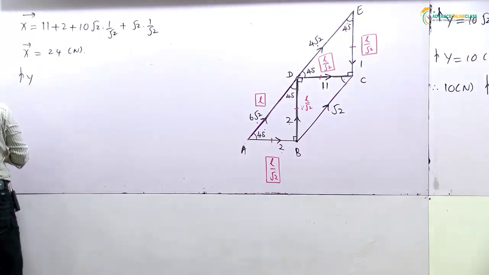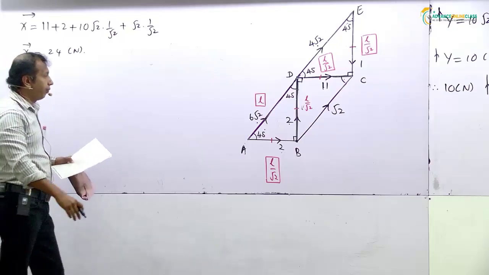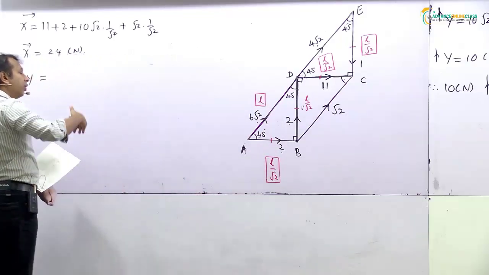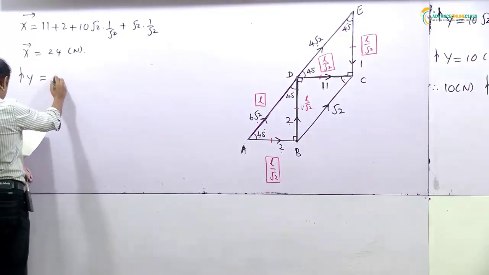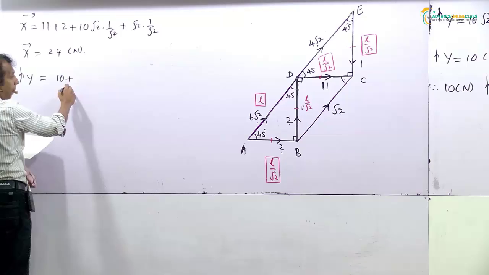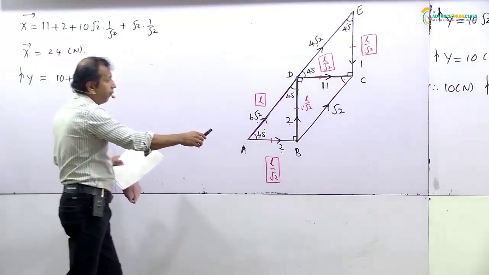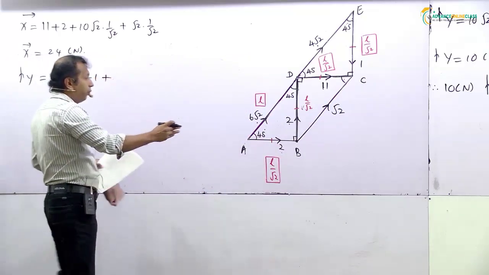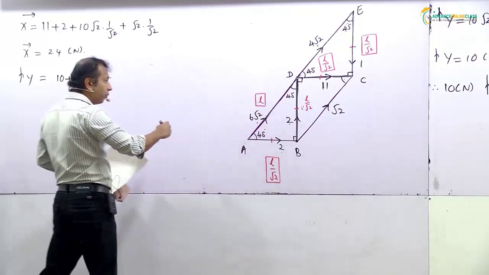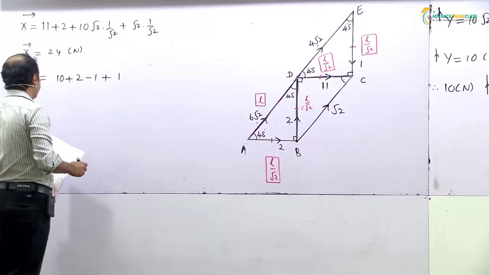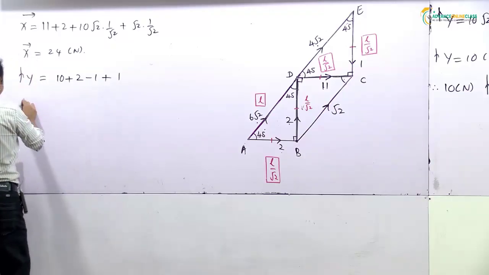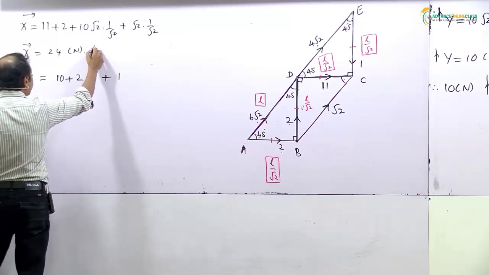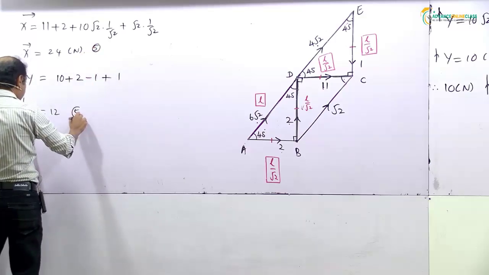Resolve vertically. Why? We get what? 6 root 2, 4 root 2, 10 root 2, sine 45. It's 10. Here 2 we have this 2. This 1 minus. And this root 2 cos 45 upwards. Root 2 cos 45 means 1. Then we get 12 there. Right. For this, we get 5 marks. For this, we get another 5 marks.